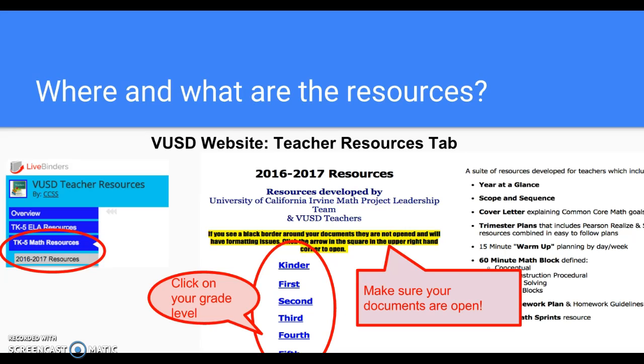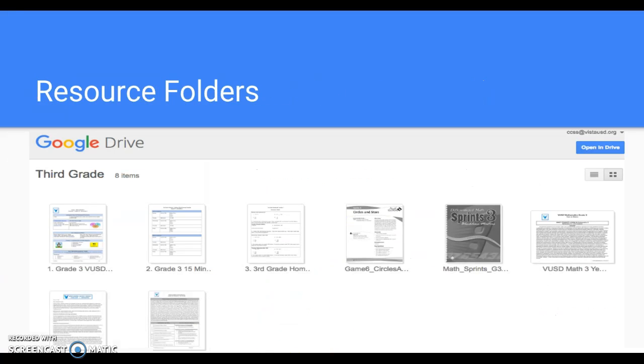All of the resources are housed on the Teacher Resources tab on the VUSD website, and once you get into that, you can click on your grade level folder to find your resources. Within each folder are all the documents we've created for you to teach math.